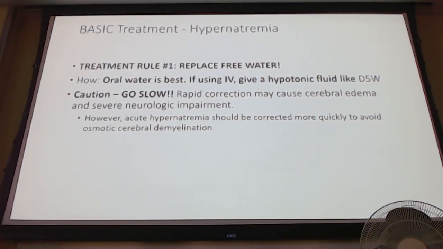Okay, so hyponatremia, you're going to fluid restrict. Hypernatremia, you're trying to get free water. Okay, oral is best. If you're going to use IV, we try to go with a hypotonic fluid like D5W. Not D5 saline, D5W. We don't want to give them more sodium with any type of saline. So we go free water. Okay. Again, we go slow. Rapid correction can cause cerebral edema and permanent severe neurological impairment.